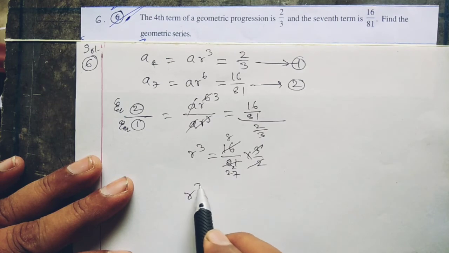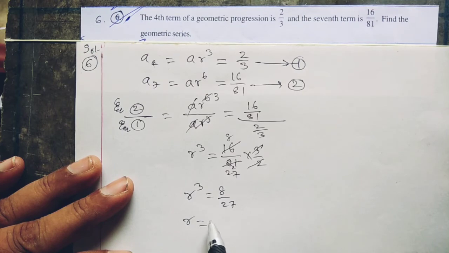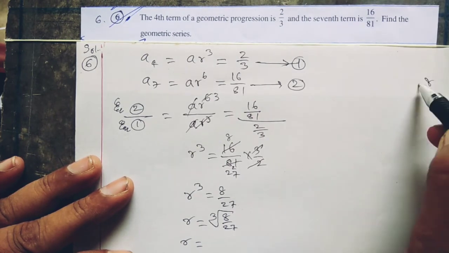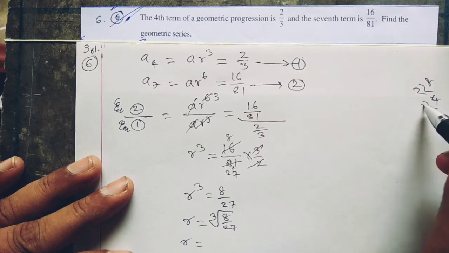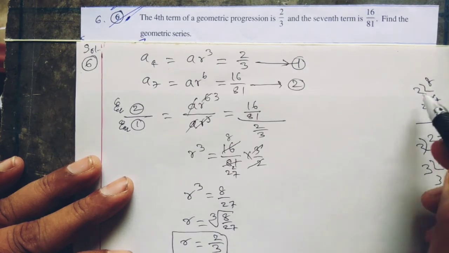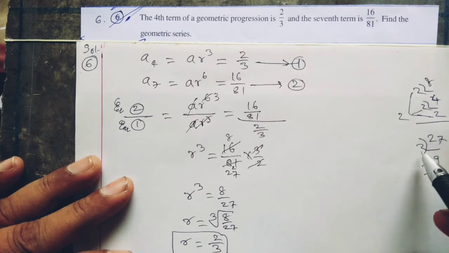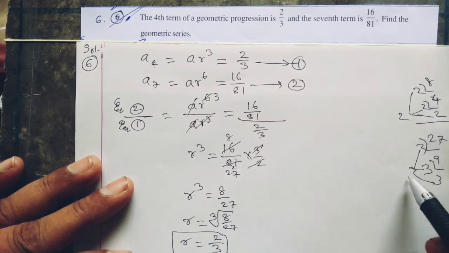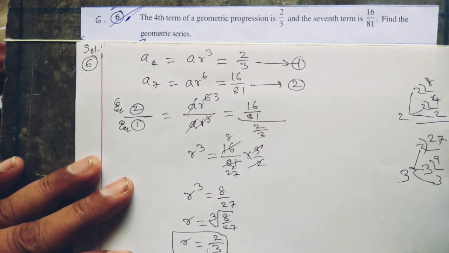R cube is equal to 8 by 27. R is equal to the cube root of 8 by 27. So R is equal to 8, 2 2s, 2 4s, 2 2s; 27, 3 9s, 3 3s. So 2 by 3. From this 3 we have to take 1, from this 3 we have to take 1, so R is equal to 2 by 3.